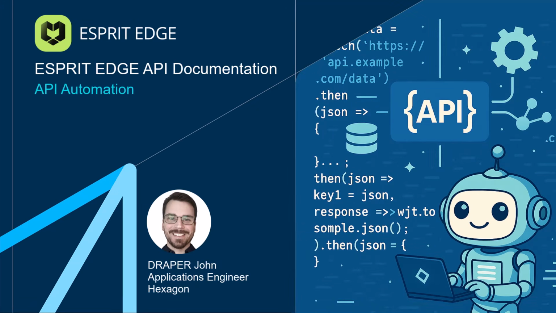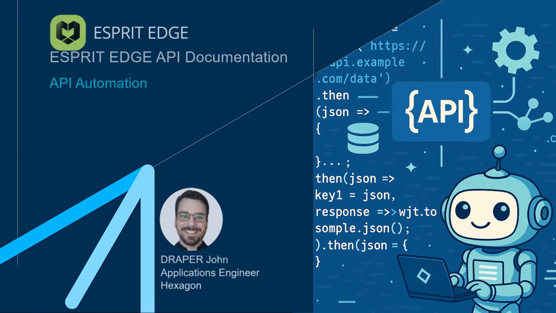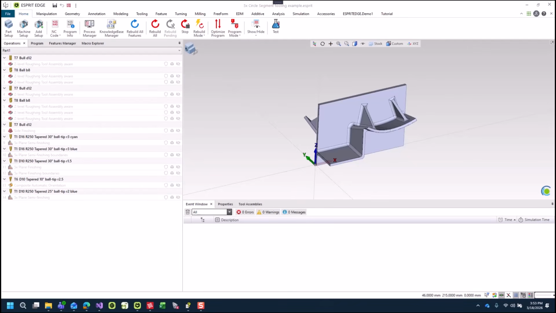I am an application engineer with Hexagon, and I work primarily with the Esprit software and the Esprit API. I build a lot of applications for customers with the API and help answer questions regarding how to use it and where it can be used.